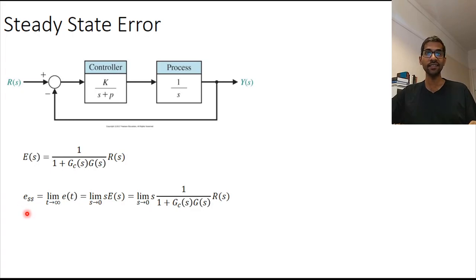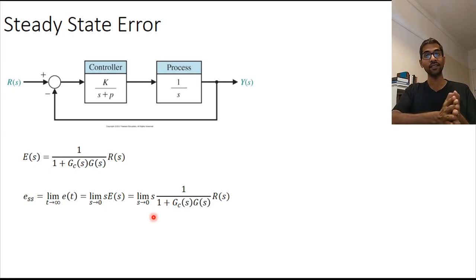And the steady state error can be calculated by using the final value theorem of the Laplace transforms. So e(t), when t tends to infinity, is given by this equation, which means that if you substitute the error, you get this kind of an equation.